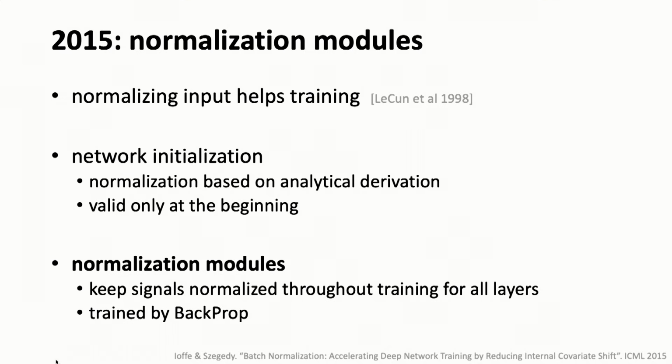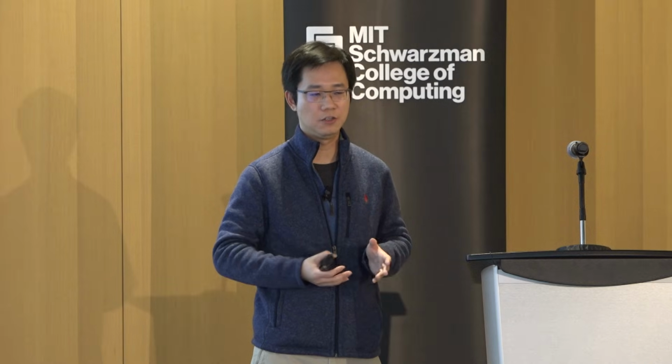In order to address this problem, people want to develop another module which is basically a layer inside the neural network. And these modules will perform normalization throughout the process of training. So they can keep the signal being normalized throughout the process. And if you want to apply these modules for all layers, they can also help you to keep the signal normalized for all layers that you specified. And also, these normalization modules can be trained end-to-end by backpropagation. So they are just yet another simple and generic module in the toolbox of deep learning methodology.